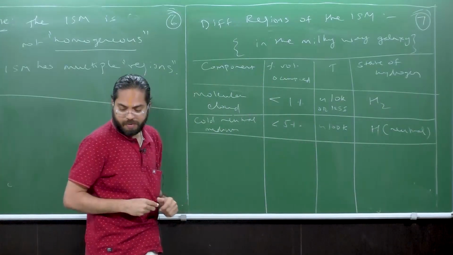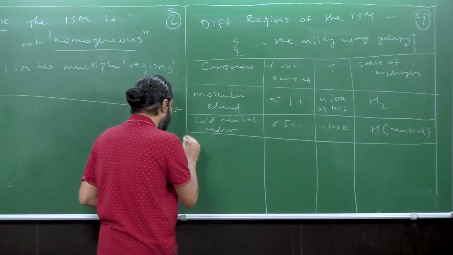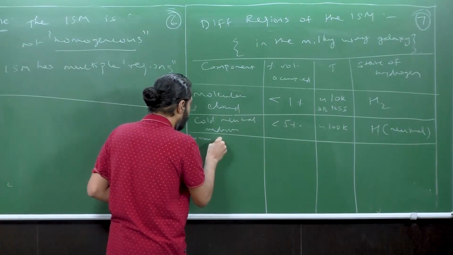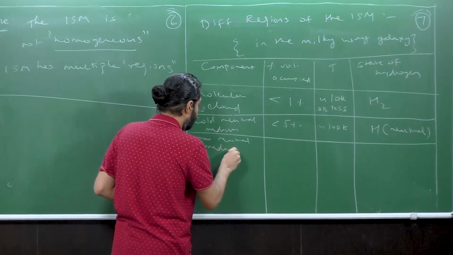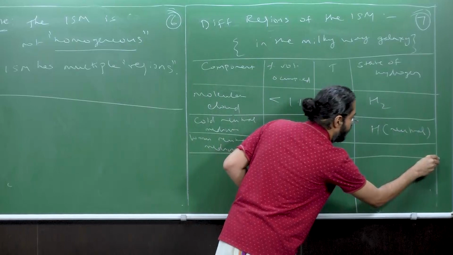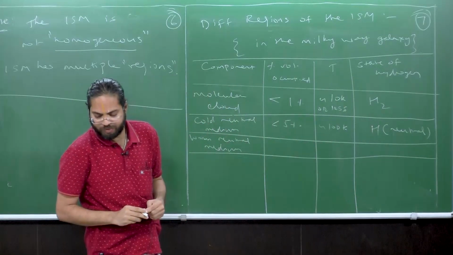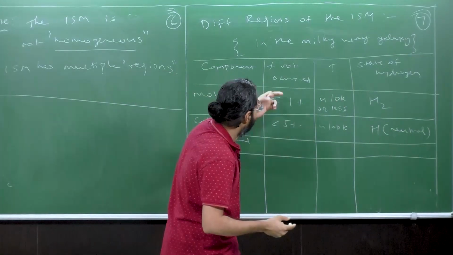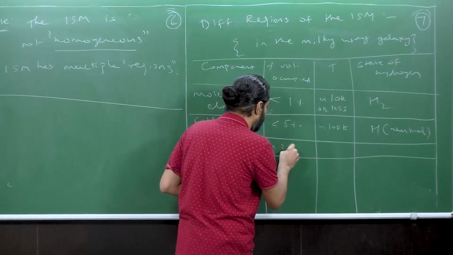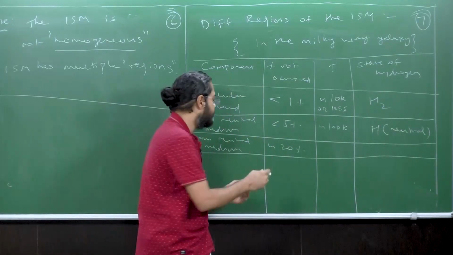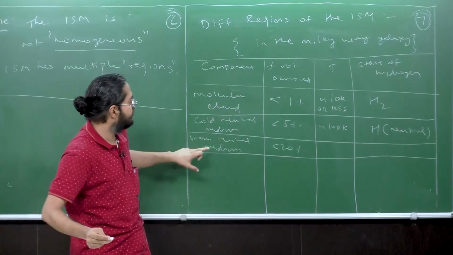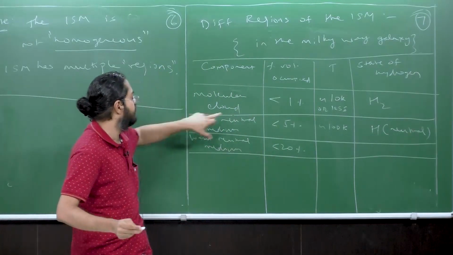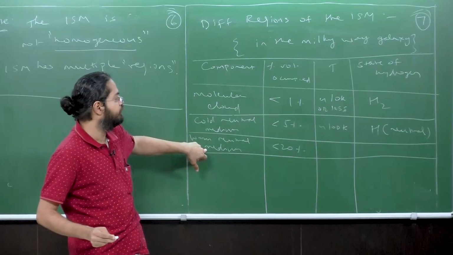The next state is what is called the warm neutral medium. Now we are going to be in for a huge surprise here. Now, in the fractional volume, it occupies approximately 20% or less than 20%, let's say. So it's a significant volume of the interstellar medium that comprises the warm neutral medium, right?